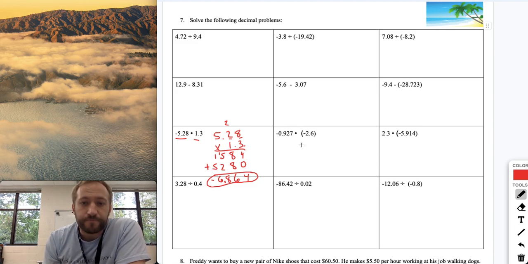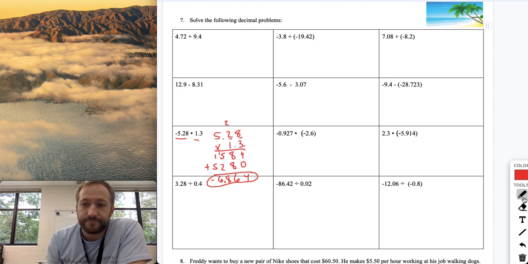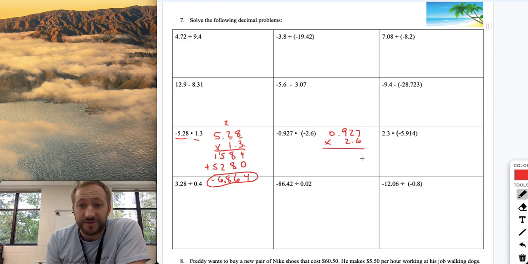Let's look at the next one. Negative 0.927 times negative 2.6. So let me set up my multiplication problem. Oops, that's not right. Give that a quick erase. So I have 0.927 times 2.6. Again, notice how my decimals aren't lined up. In fact, I'm just lining up my problem with the right edge. The decimals don't have to be lined up because they only come into play whenever I'm trying to figure out where it goes in my answer. All the work is the same, regardless of whether there were decimals or not.